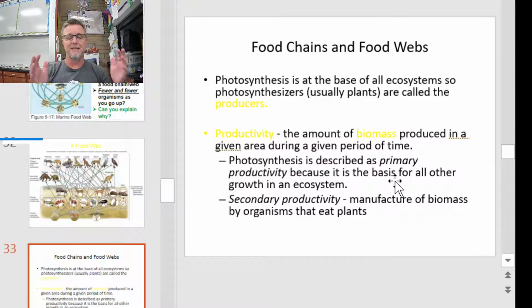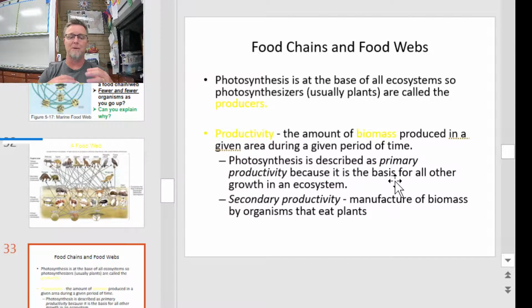All right, here's some terminology. If you didn't get it into your notes before, remember, photosynthesis is at the base of all ecosystems. Photosynthesizers, usually plants, the producers, that's this group at the base. Their productivity in an ecosystem is the amount of biomass produced in a given area during a given period of time. So when we're looking at net primary productivity and gross primary productivity, that's how this translates out.